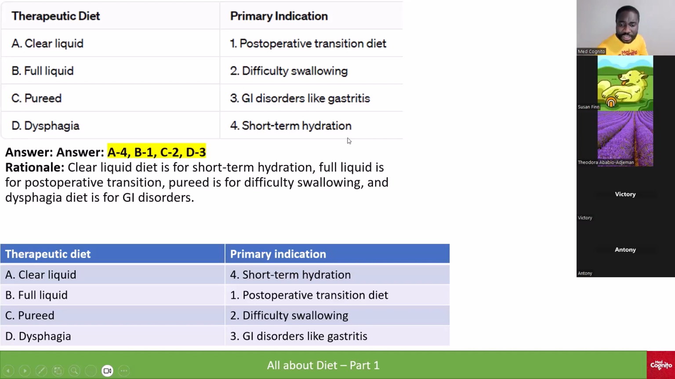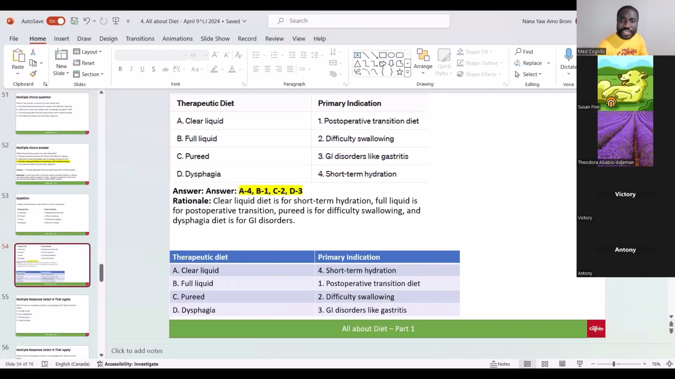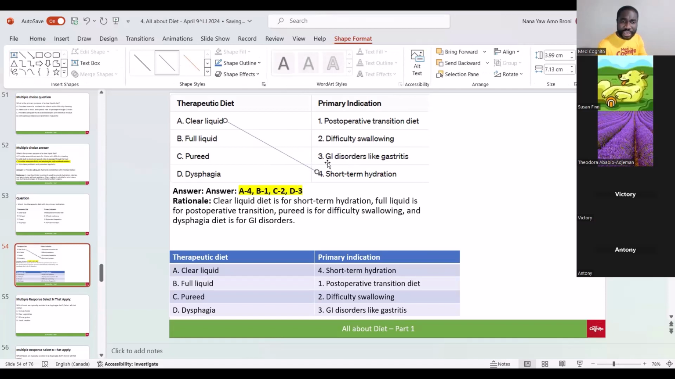Let's get this. A, clear liquid is for short-term hydration, right? Is that okay? And then we said B1. B, full liquid is for postoperative transition, right? And then C2, purine diet is good for people with difficulty swallowing, right? Mm-hmm. So let's do that as well.